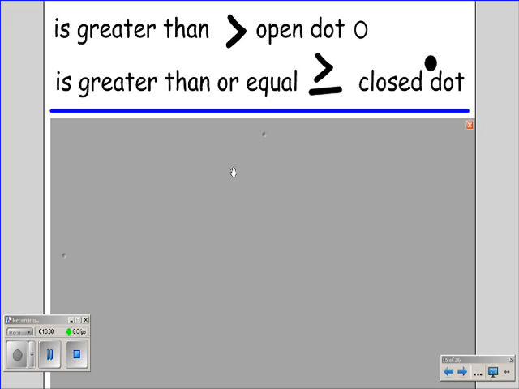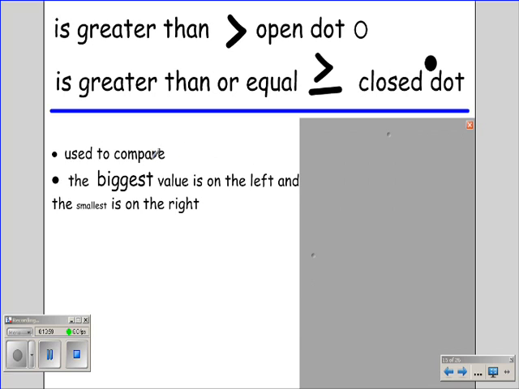Some more symbols that we need to be familiar with. This symbol is greater than. When we're graphing on a number line, we use an open dot, and is greater than or equal to when you add the little line underneath it, the half of that equal sign. We use a closed dot when we're working on our number line.